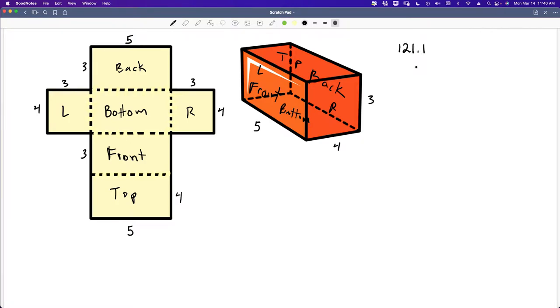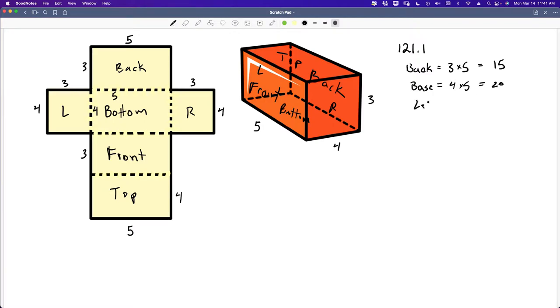So what we're going to do is calculate each section. Let's start with the back. The back is 3 by 5, so the back is equal to 3 times 5, and that's 15. Right, the bottom, or let's call that the base. The base, the bottom, it's the same thing. So the bottom is going to be 4 by 5. So 4 by 5 is 20.